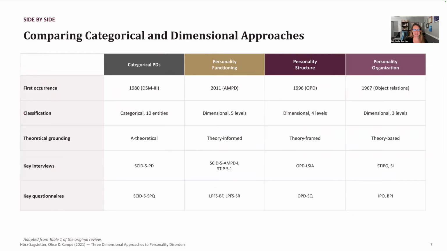Comparing them side by side. Categorical PDs, the good old categories, BPD, NPD, blah, blah, blah. First came about in 1980 with the DSM-3. The classification is categorical, 10 entities. It's atheoretical. The key interviews are the SCID-5-PD and the SCID-5-SPQ are the key questionnaires. Personality functioning, we've got the 2011 AMP, the Alternative Model for Personality Disorders. It's dimensional, there are 5 different levels. It's theory informed. There's the SCID-5-AMPD Module 1 and the STiP-5.1.